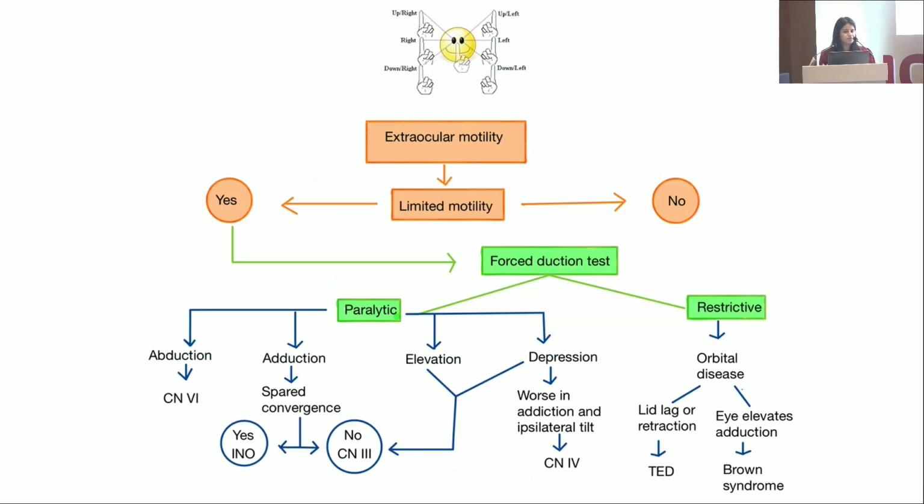So the most important part of the diplopia assessment is extraocular motility. If the motility is limited, then we should check whether it is paralytic or restrictive. That we will do by the force duction test. If it is restrictive, it signifies orbital disease like thyroid eye disease or Brown syndrome. If it is paralytic, then it signifies cranial nerve palsy. If there is abduction limitation, that is seen in sixth nerve palsy. If adduction is limited, either the medial rectus is involved or there can be internuclear ophthalmoplegia, that is damage to the medial longitudinal fasciculus, in which convergence is spared. Elevation and depression can be affected in third nerve palsy, and depression is affected in fourth nerve palsy too.